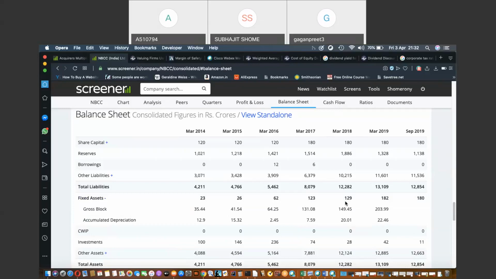No, we are calculating 2018 to 2017. It will be 6 only. Remember, we are calculating 2018 only. Depreciation is different. The depreciation is 20.01 minus 7.59. No, we are talking about fixed assets. Whether there has been any increase in fixed assets between the 2 years. Any increase in the fixed assets between the 2 years shows your capex. So 129 minus 123 would be 6.